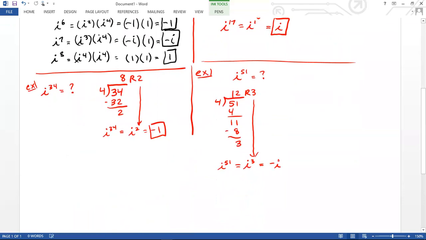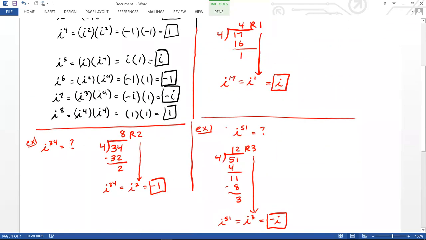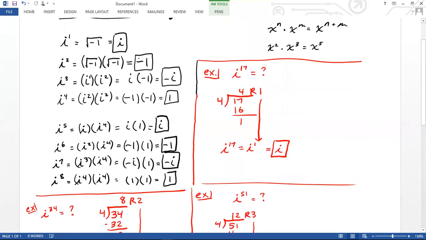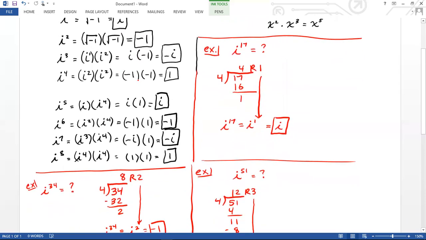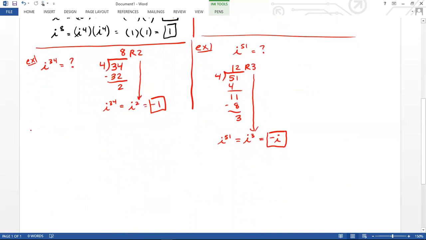So that's it. Just keep dividing by 4. And whatever the remainder is, that's your new exponent. And then just look on this chart, and that's your answer. It works for negatives as well.